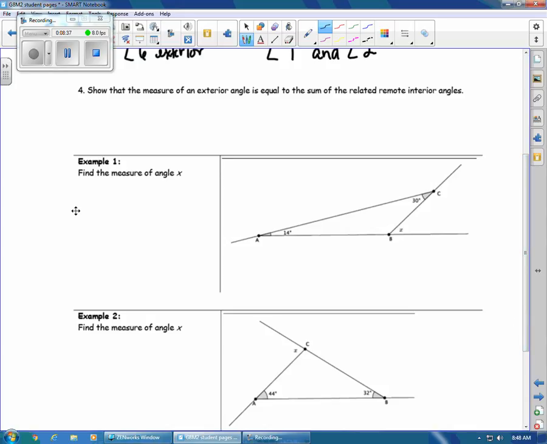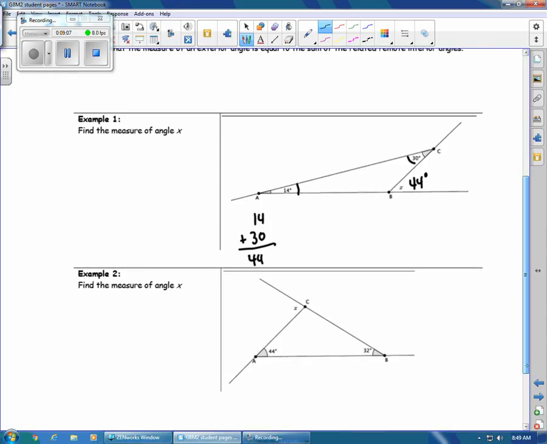All right, so example 1, find the measure of angle X. That's the exterior angle. Here's our triangle, and that's the exterior angle here, X. And they're asking us to find what measure that is. So what I'm going to do is take my remote interior angles, 14 plus 30. 14 plus 30 is 44. So I know X is going to equal 44 degrees.